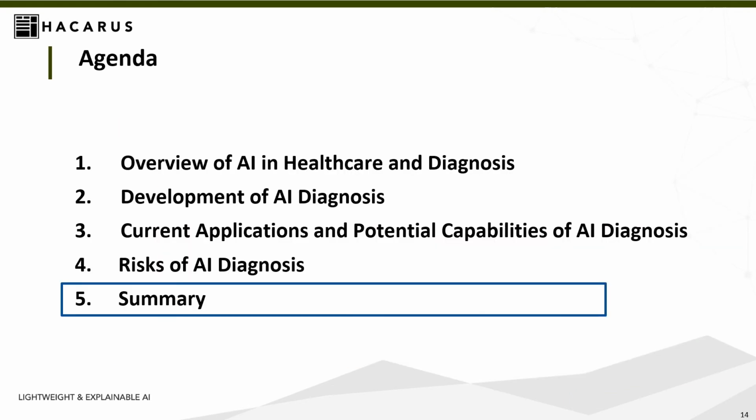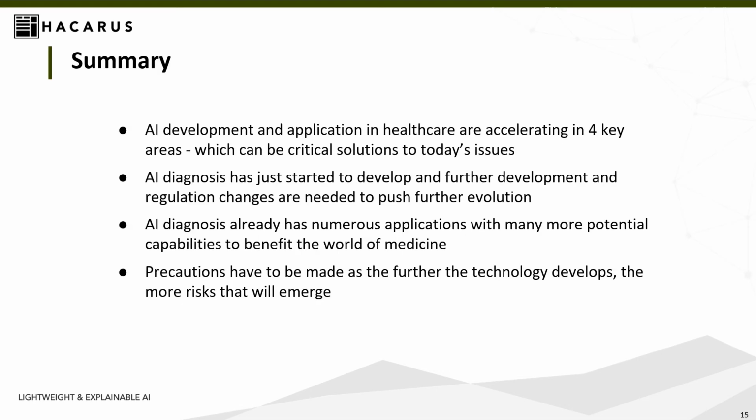Finally, the key takeaways will be looked over. We first covered that AI development and application in healthcare are accelerating in 4 key areas, which can be critical solutions to today's issues. AI diagnosis has just started to develop, and further development and regulation changes are needed to push further evolution. However, AI diagnosis already has numerous applications with many more potential capabilities to benefit the world of medicine. In any case, precautions have to be made, as the further the technology develops, the more risks that will emerge.